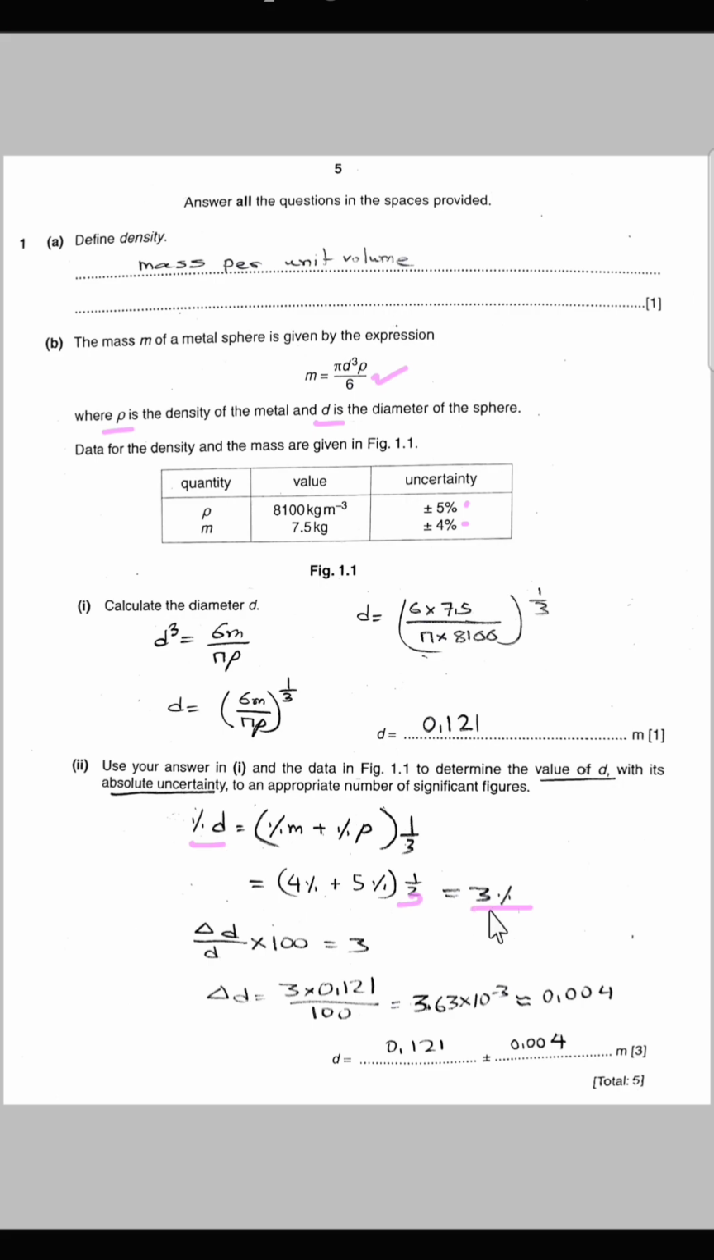As we know the percentage uncertainty, we can calculate the absolute uncertainty: approximate change in d divided by d, multiplied by 100%, equals the percentage uncertainty. Using this expression, the absolute uncertainty in d is 3.63 times 10 to the power negative 3, or approximately 0.004. Then we write our final answer as 0.121 plus or minus 0.004.